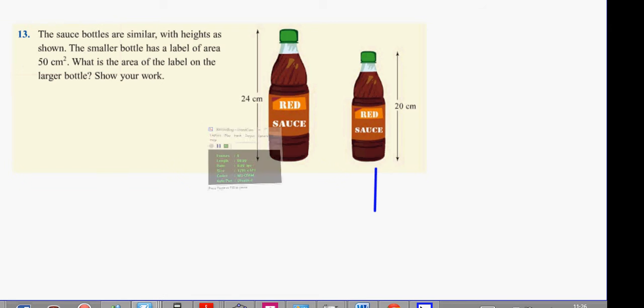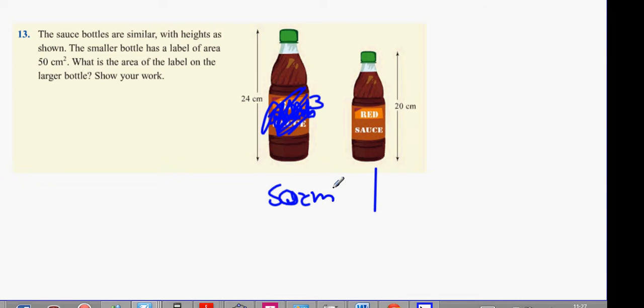Number 13, the sauce bottles are similar with height as shown. The smaller bottle has a label area of 50, so this is 50 centimeters cubed. This section in here, the blue section, is 50 centimeters cubed. And what we're going to have to find out is what is the red section here.